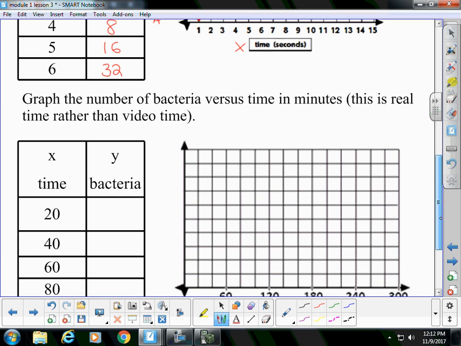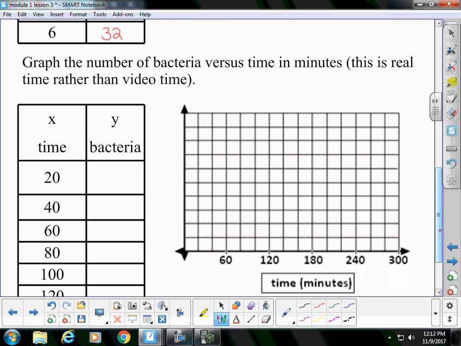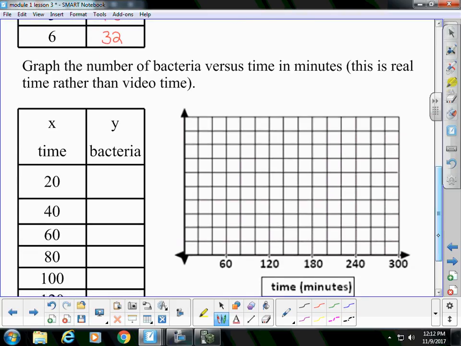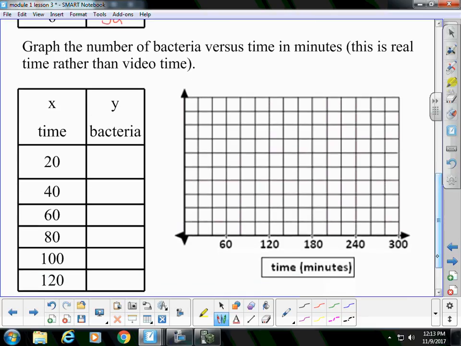Okay, so now what we're going to do is, actually in the video it said that they doubled every 20 minutes, not really every second, even though the video was actually shown in seconds. The video was 6 seconds long, if you noticed that. But in reality, they actually doubled every 20 minutes, it said. So we're going to show it doubling every 20 minutes now.